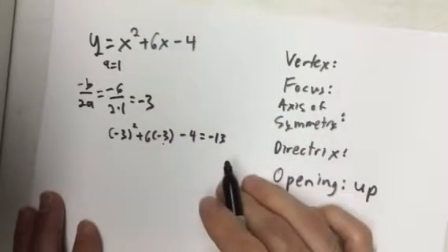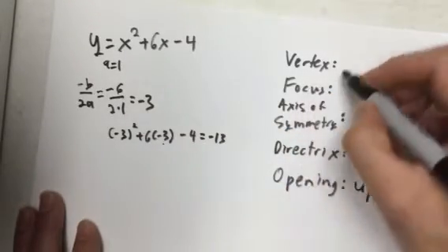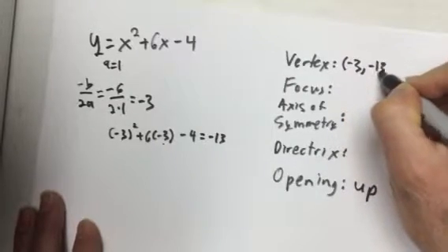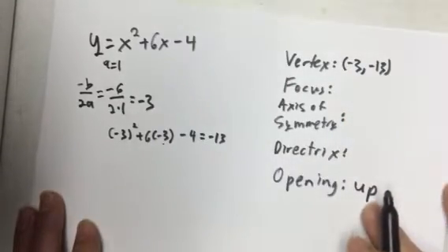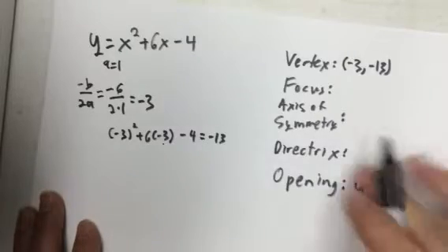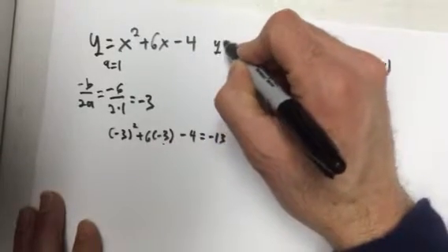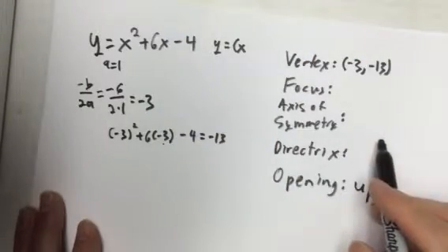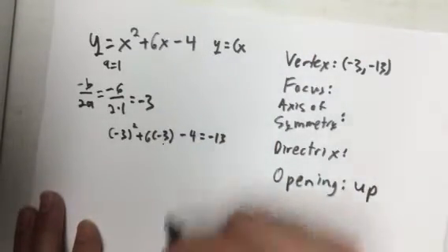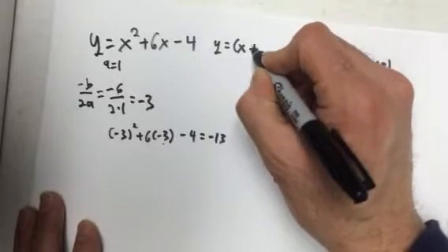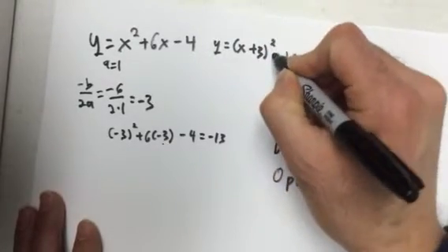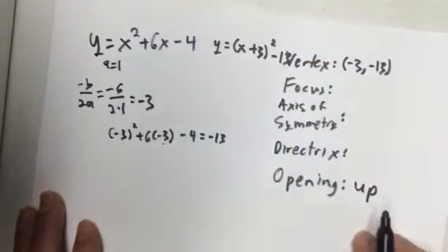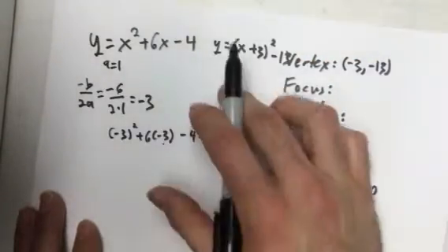Okay, that actually tells us the vertex, so we can tell that right away. We got a negative 3 for the x value and a negative 13 for the y value. Okay, so plugging that into the vertex form, that would be that y is equal to x, and it's a minus 3, so that would be left 3, which means we do plus 3 in here, squared, and then minus 13 at the end.